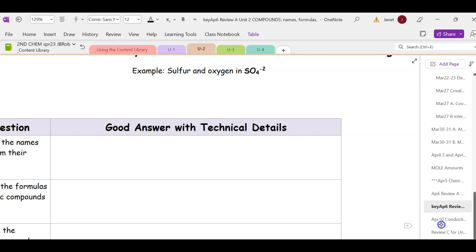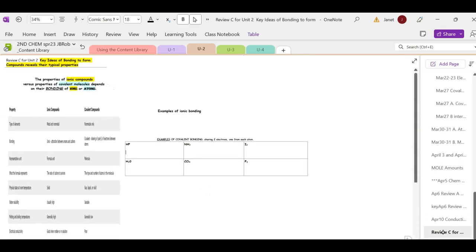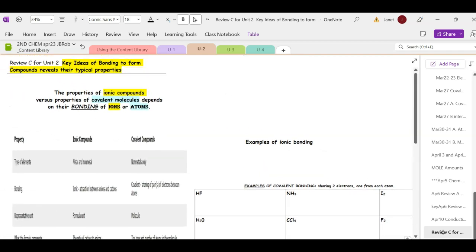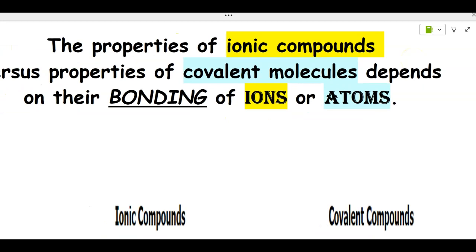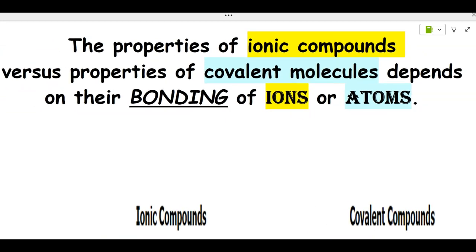Now, what about today? Well, the last thing I wanted to talk to you about is this issue of bonding and how it gives compounds certain properties. So let's go right into here. The properties of ionic compounds versus the properties of covalent molecules. So remember, a covalent molecule is just a covalent compound. But they're called this word molecules that you've heard many times. These properties depend on their bonding.